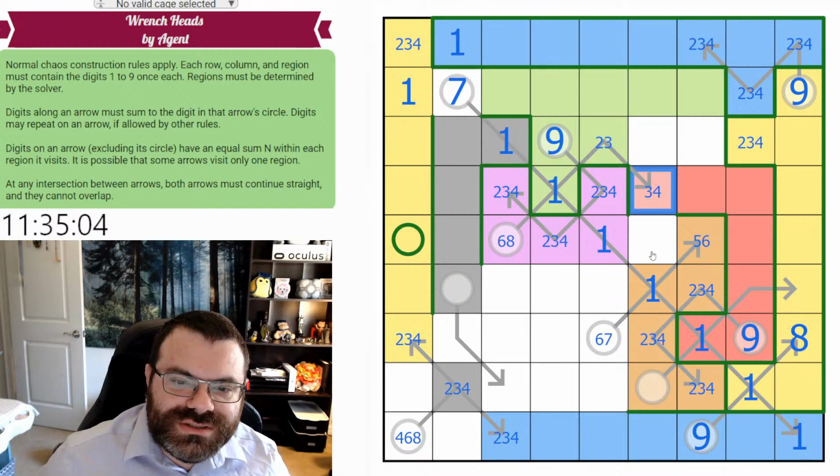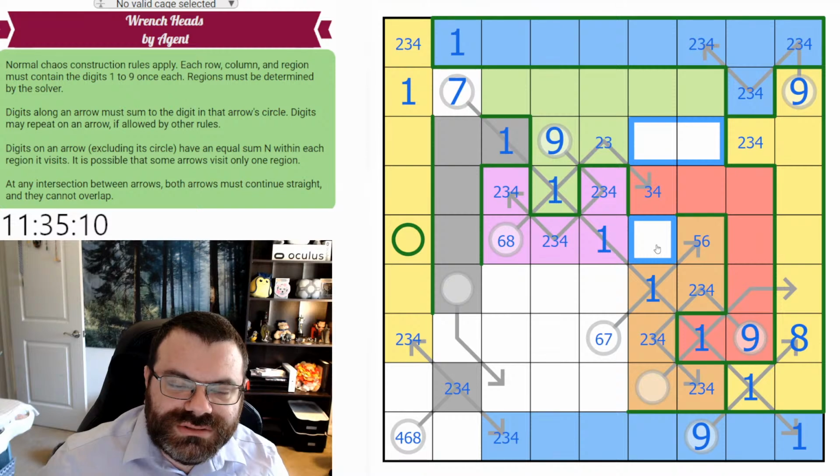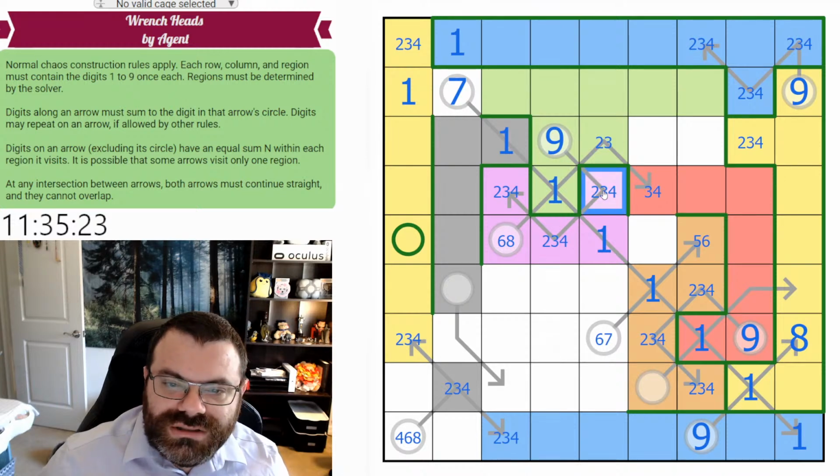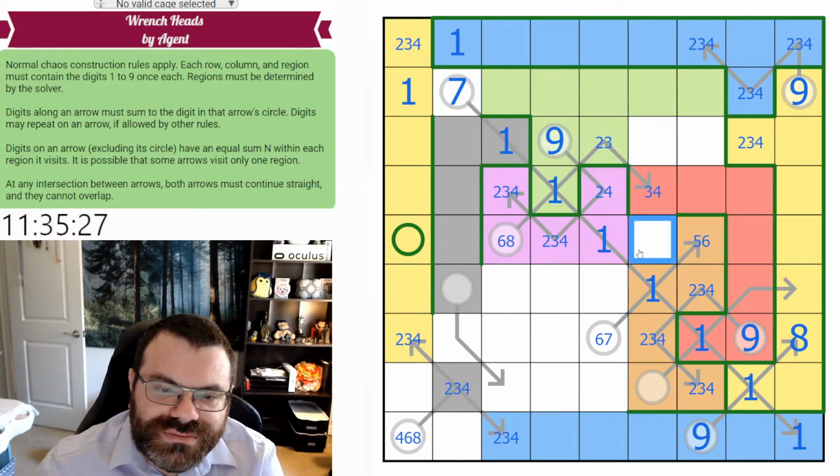So red takes 2 more from these 3. If it took these 2, green could just grow over here. So row 4, right, so this always has a 3 in it. That sees this cell, so that's not a 3.